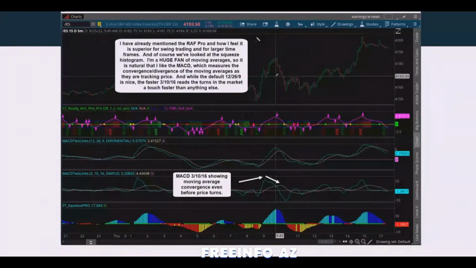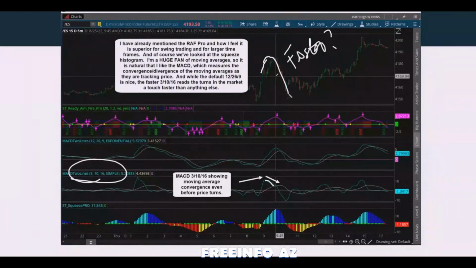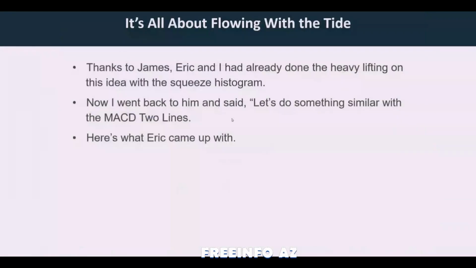I was just wondering, if I want to do something more directional, is there something that's faster? And of course, playing around with this, the 2-line MACD set at 3-10 is essentially the fastest one. You can see here, this is going up. This is already rolling over. It's already giving you a heads up that this is going to die, right? And so I had Eric code that up as well.